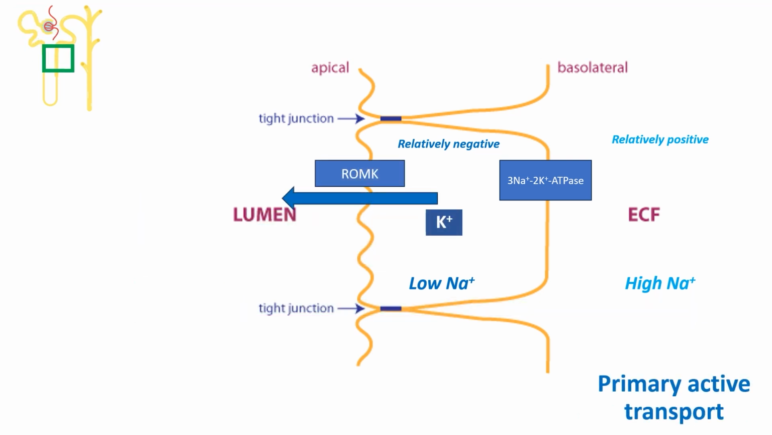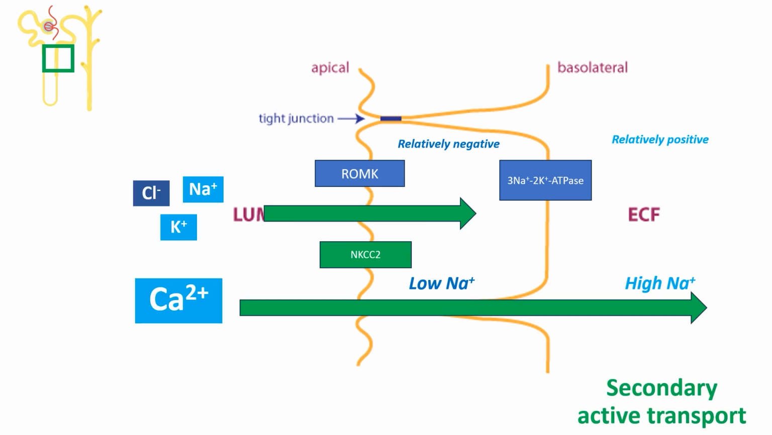At the thick ascending loop of Henle, via primary active transport, the luminal renal outer medullary potassium channel utilizes the energy of hydrolyzed ATP to expel potassium ions from the cell into the lumen, complementing the activity of the sodium-potassium ATPase pump. The electrochemical gradient facilitates both secondary active transport by the luminal sodium-potassium 2-chloride cotransporter, NKCC2, of sodium to the cytosol, and the cation-selective pore-forming claudin-mediated paracellular transport of calcium into the interstitial fluid, respectively.